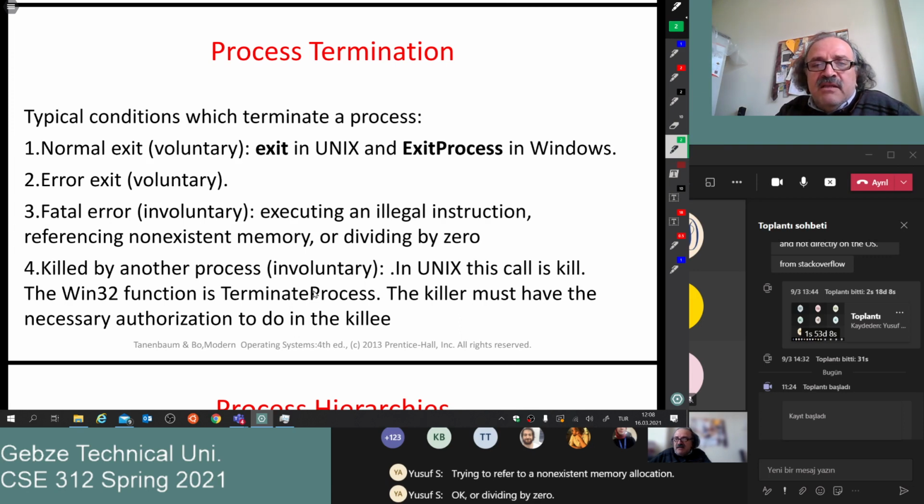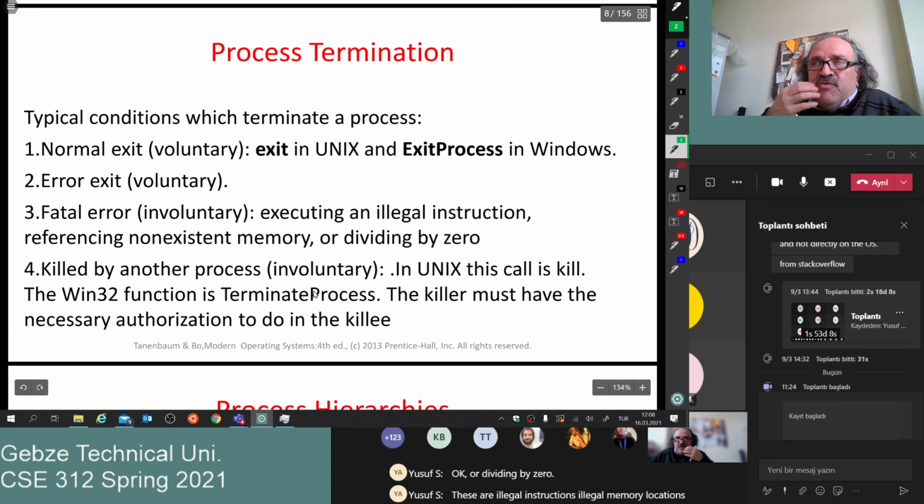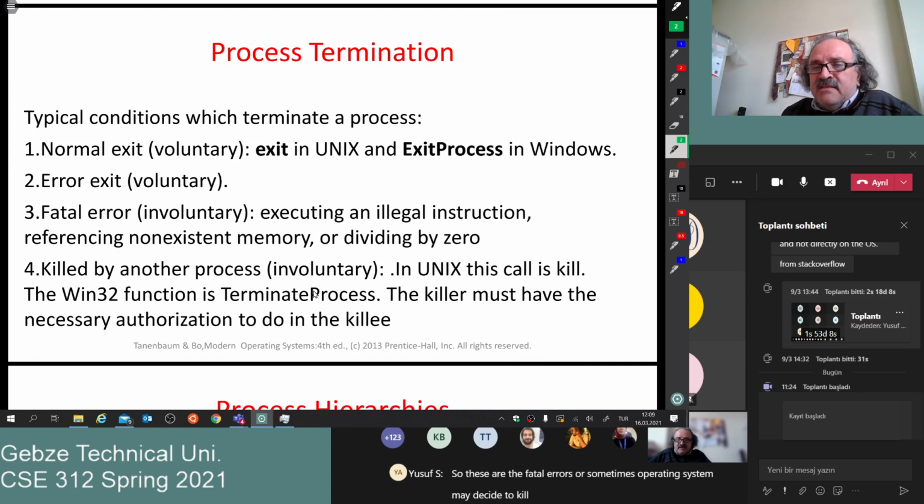These are illegal instructions, illegal memory locations. Sometimes we call them segmentation faults, right? So these are the fatal errors. Or sometimes the operating system may decide to kill the process. Okay, so if I am privileged, I can send the kill signal to a process, and that process is killed if I have the privilege, if I have the permissions.